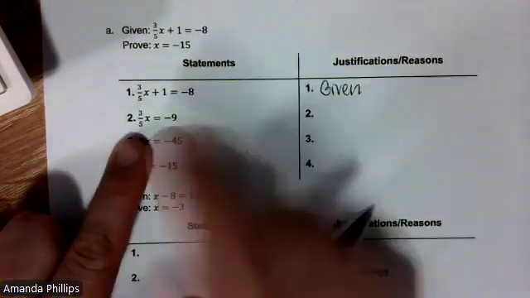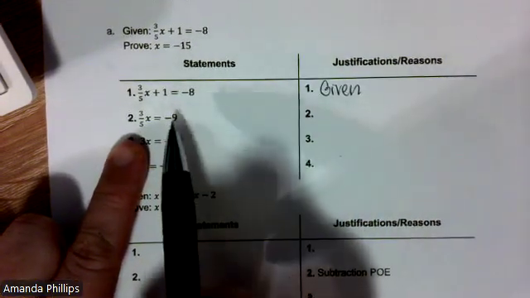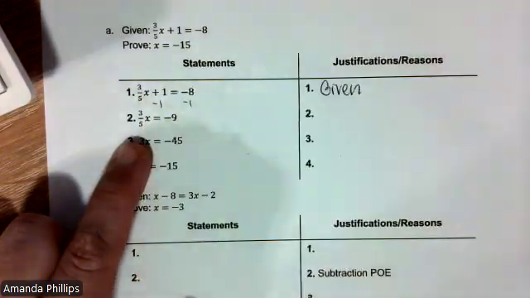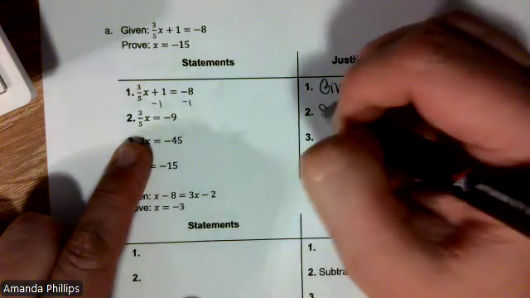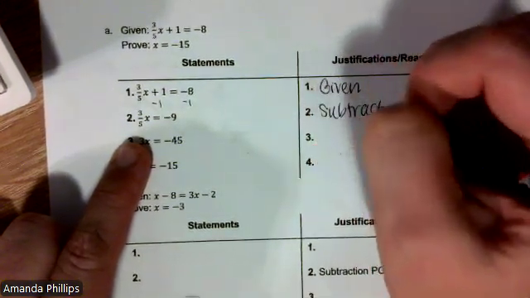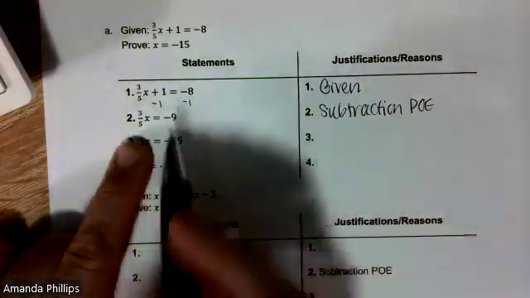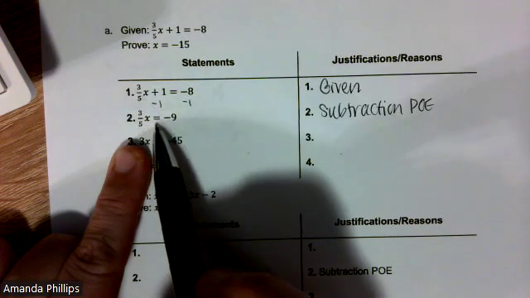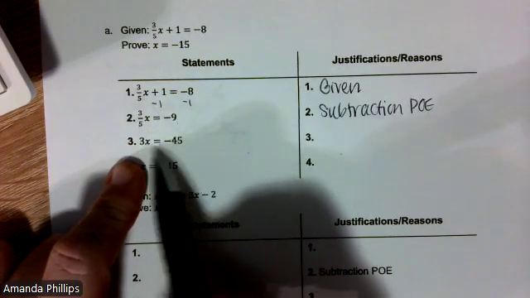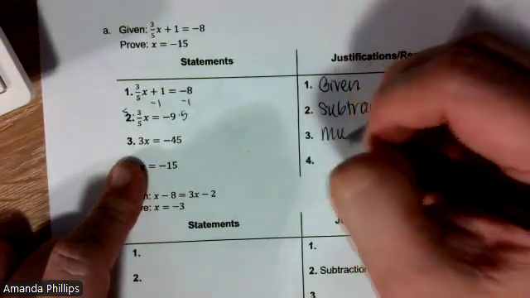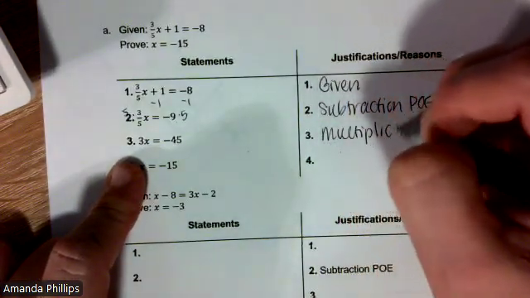Well, what did I do next? What did I do to this one to get down here? Well, can you see that what I did was I subtracted 1 from both sides? So that means it is the subtraction POE. Okay. Then what did I do? Well, if this is 3/5 x equals -9, and I got down here to 3x equals -45, I multiplied both sides by 5 to get rid of that fraction, right? So that was my multiplication POE.